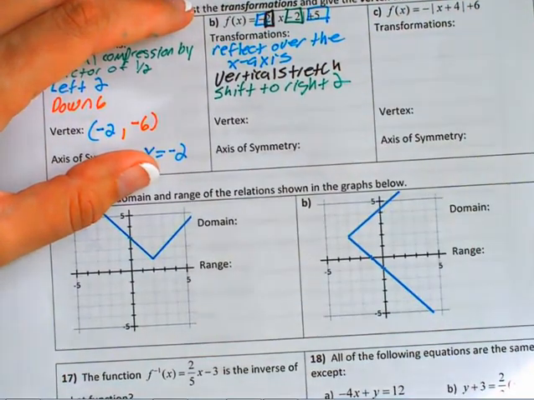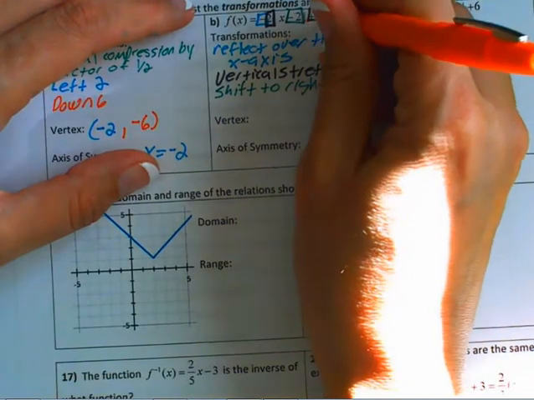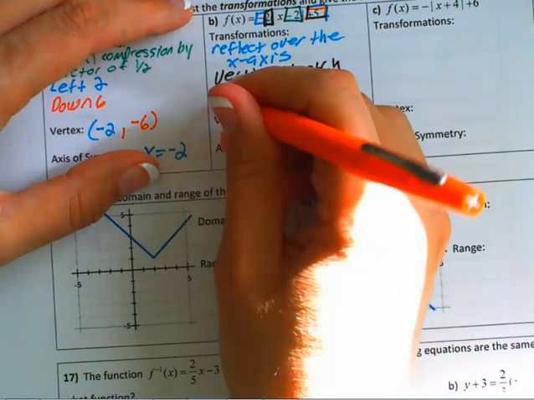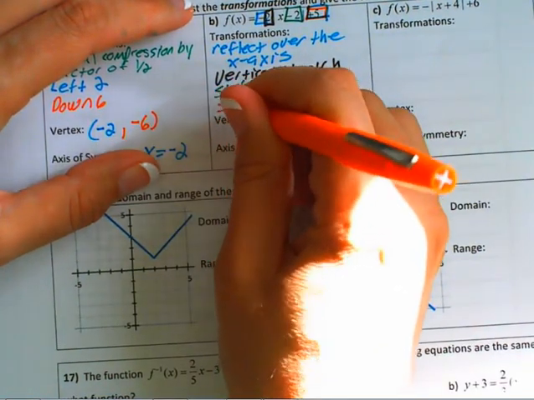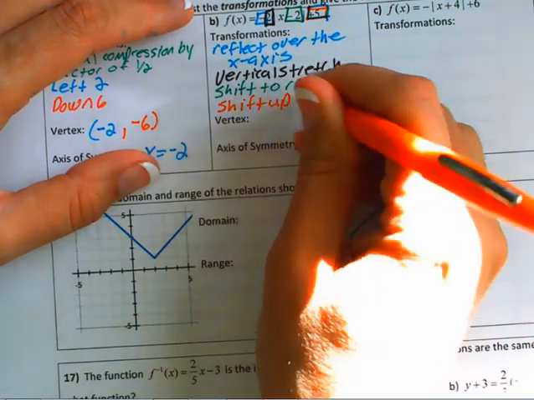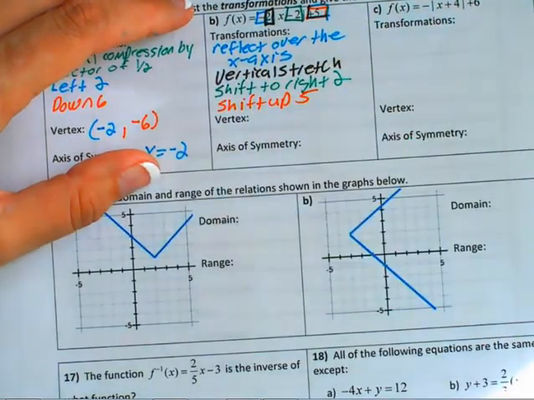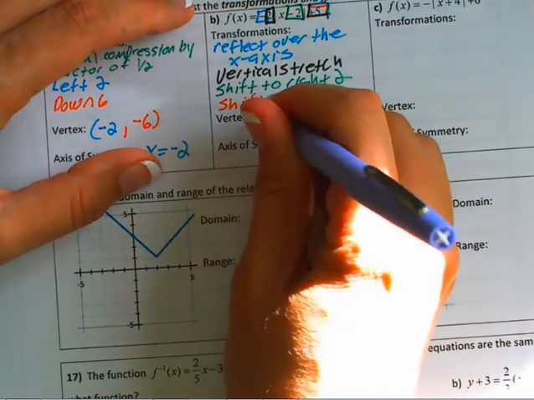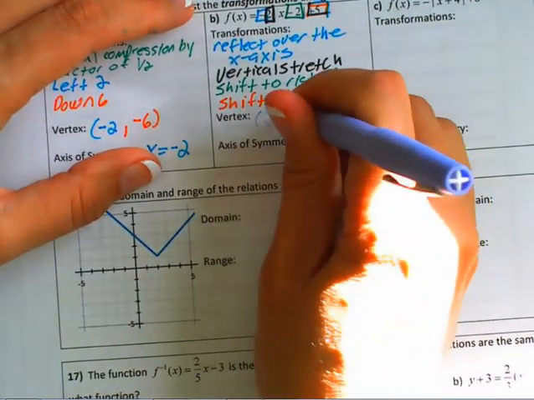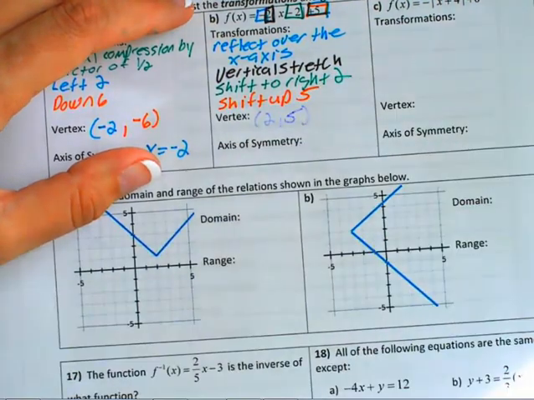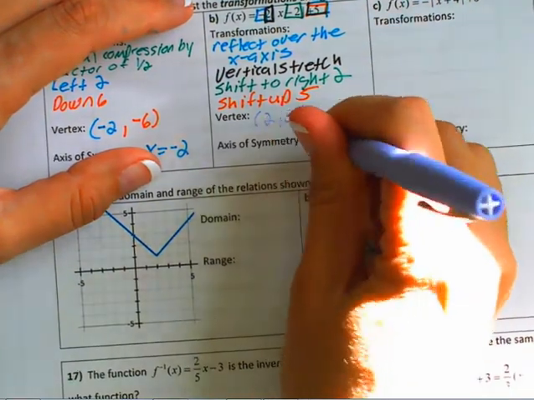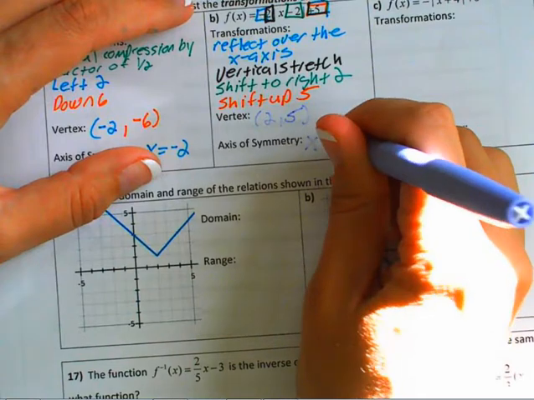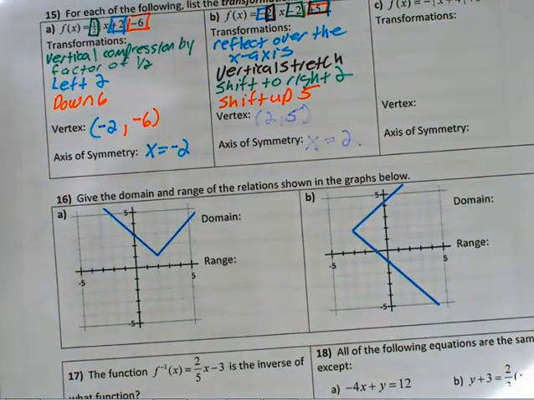And then finally, let's make this guy orange. +5 on the outside means shift up 5. So my vertex is going to be at (2, 5). My axis of symmetry is going to be x equals 2.